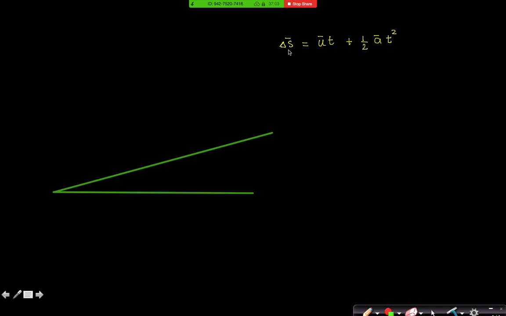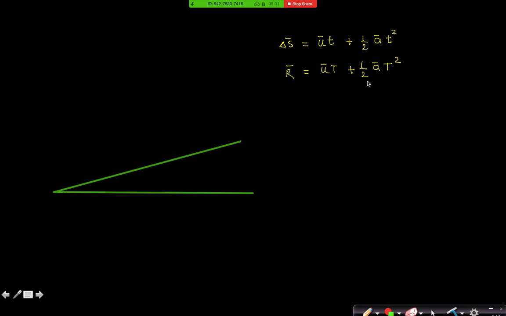Okay. Now in your copy, just try to draw a vector triangle mentioning these vectors: ut vector, half a t square vector, and delta s vector. By the time the particle hits the inclined plane, this small t will be capital T and this delta s will be the range, right? So you can also modify this expression as r vector is equal to u capital T plus half a t square. Can you just try to plot these three vectors and draw a vector triangle?